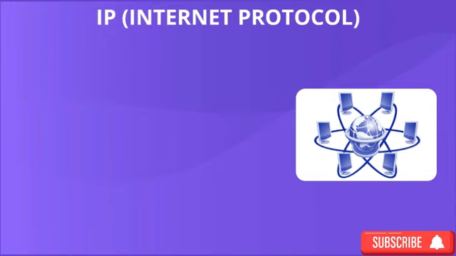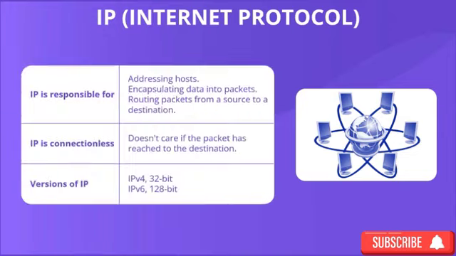Probably the most well-known network layer protocol is, of course, IP, or Internet Protocol. As I mentioned in the beginning of the course, the Internet Protocol is responsible for addressing hosts, encapsulating data into packets, or datagrams, including fragmentation and reassembly, and routing packets from a source host to a destination host across one or more IP networks. Like other Layer 3 protocols, IP is connectionless, which means it doesn't care whether the packet has reached the destination or not. That's what Layer 4 is for.